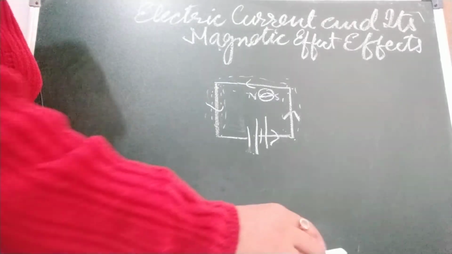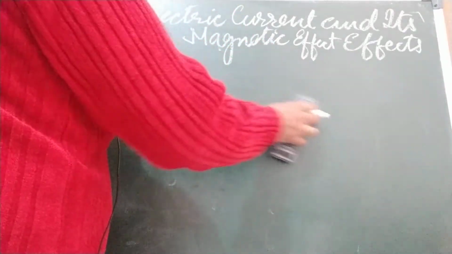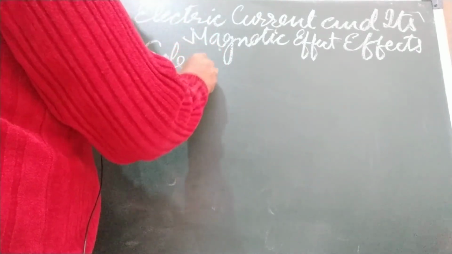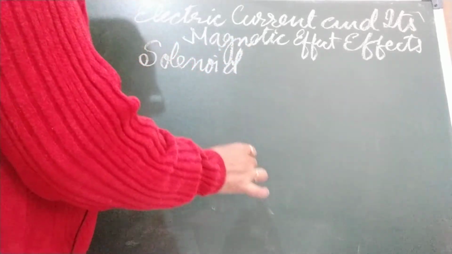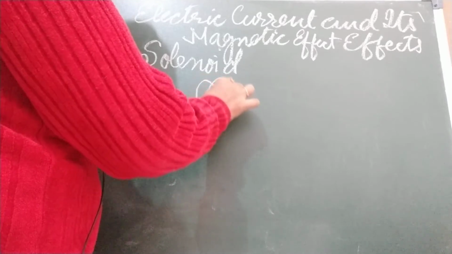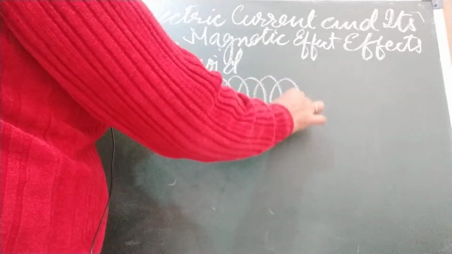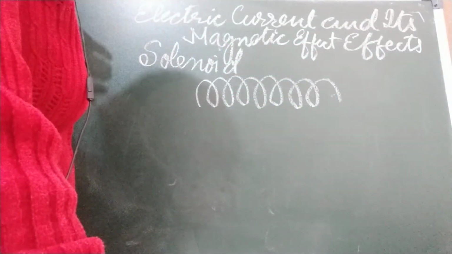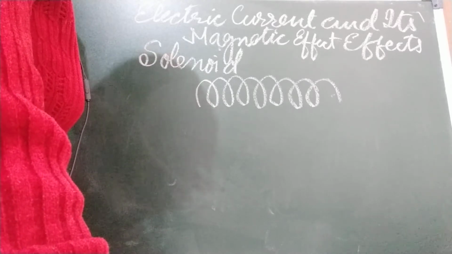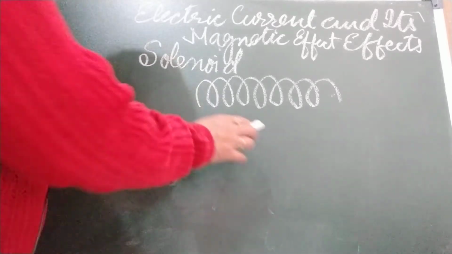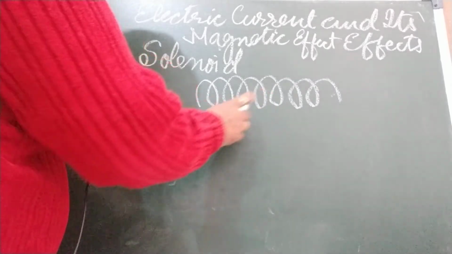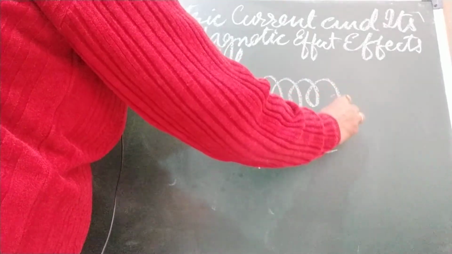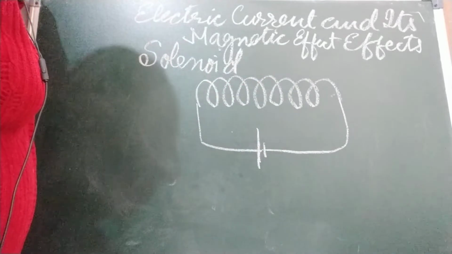Now we are going to discuss what a solenoid is. Children, a solenoid is nothing, only a coil. We take the wire and we coil it. Many turns are there and we call it a solenoid. A solenoid is a cylindrical coil of wire. When a current flows through it, the solenoid behaves like a bar magnet.